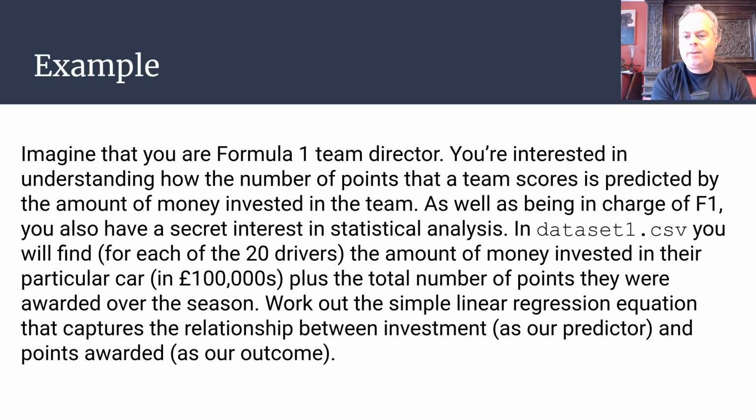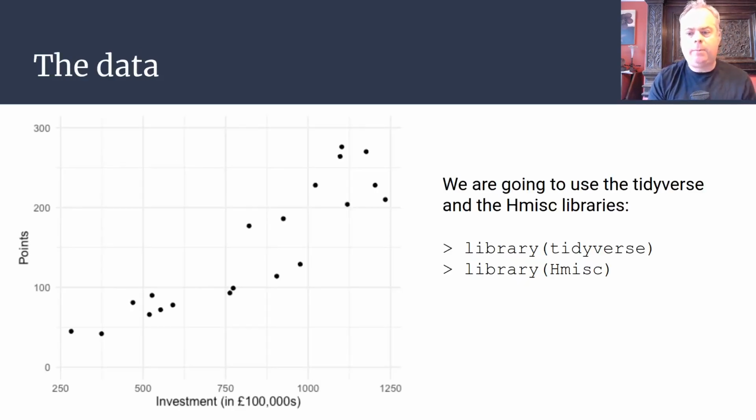So in a data set that we have, dataset1.csv, we have 20 Formula 1 drivers, and they've got the money invested in a particular car, measured in hundreds of thousands of pounds, plus a total number of points you're awarded in a particular season. And what we want to do is work out the simple linear regression equation that captures the relationship between investment as our predictor and points awarded as our outcome variable.